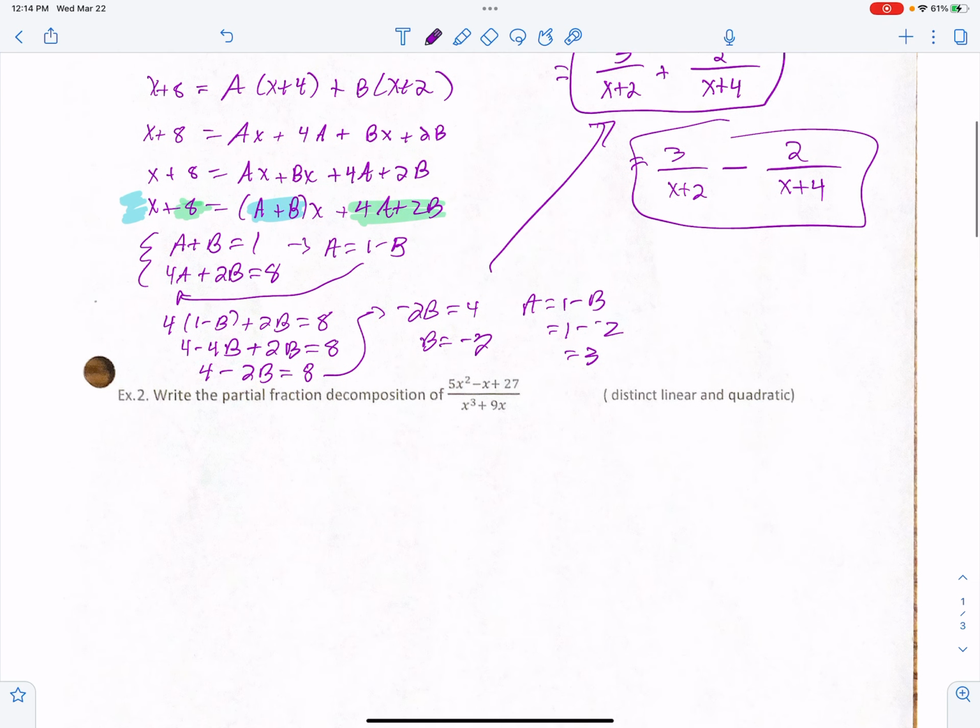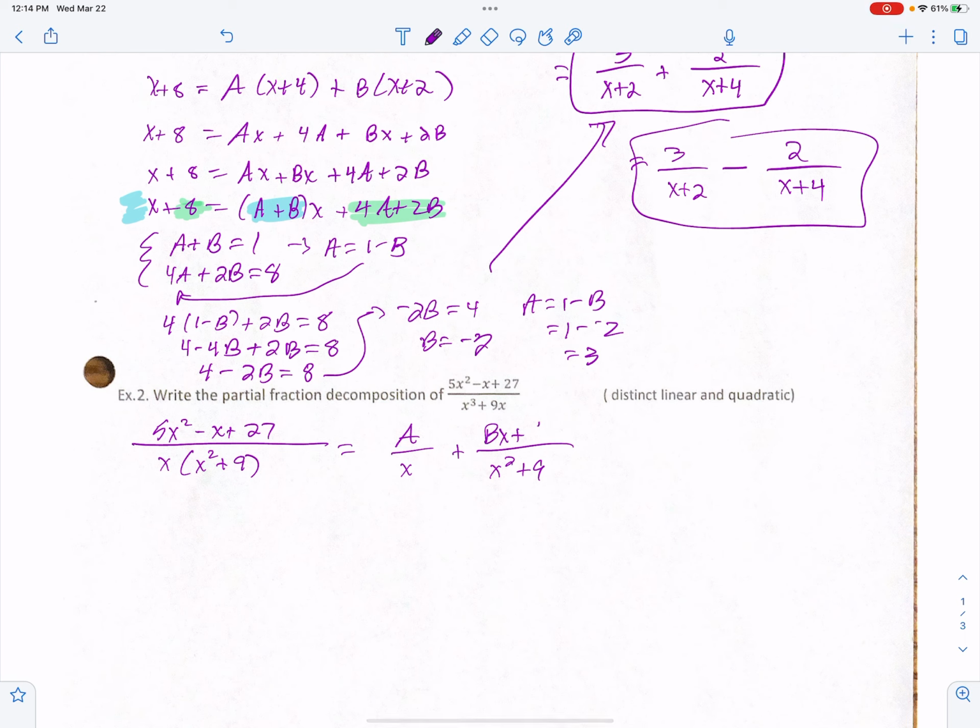All right, example 2. Again, we need to factor the denominator. And when I factor that denominator, I take out an x, and then I am left with x squared plus 9. And so x is a linear factor, so I'll put A over it, but x squared plus 9 is of degree 2, so I have to do a linear factor on top. I have to use Bx plus C, and that's how we'll set that up.